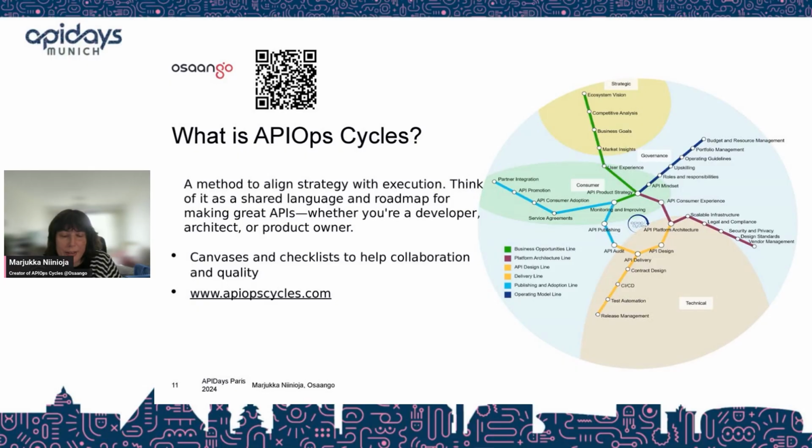So what is API Cycles? As a recap, a method to align strategy with execution. Think of it as a shared language and roadmap for making great APIs, whether you are a developer, architect, or product owner, or even business. It has this metro map and metro stations that have this core API lifecycle described in the center circle of metro lines, but also it tells you how to involve and who to involve, all the other parties and other teams, management, consumers, partners, into the design and into the life cycle of an API through these interconnected metro stations.